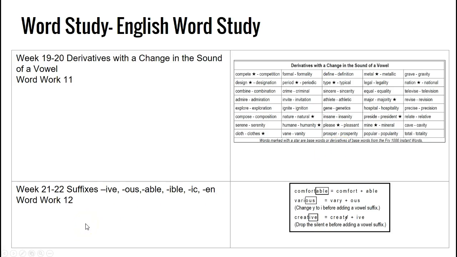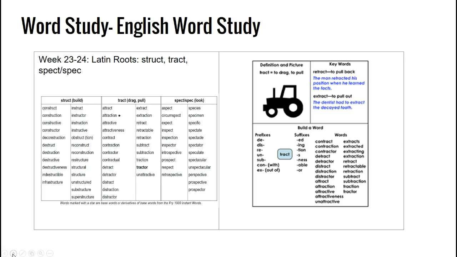Week 21 to 22, suffixes. So, Word Work 11 shows you those. If you follow the English word study, it's right there for you. Week 23 and 24, Latin roots struct and tract, and you see them right here. And then we have an example. This is in your English word study, of some activities that you would do when you look at those words with them and ask what they mean when you add those to the base word.